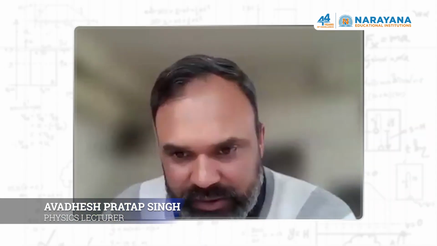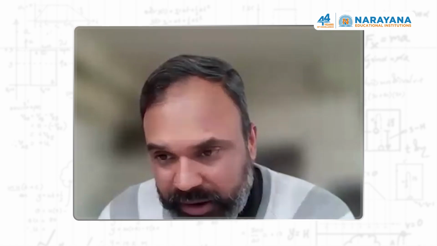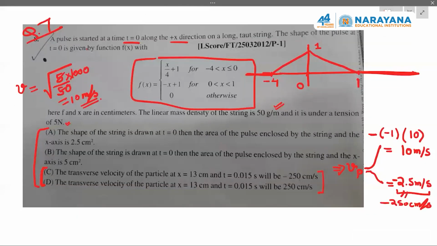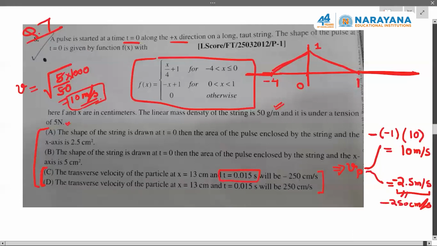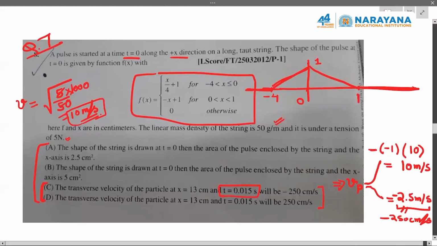So the only concern for me is whether the answer can be 250 or -250 centimeters per second. We can see that this section has entered there, and you are already saying that it is traveling at 10 meters per second, and you have been given some time for which it has to travel. So just look into the distance along the x direction that it has traveled, in this seventh problem.